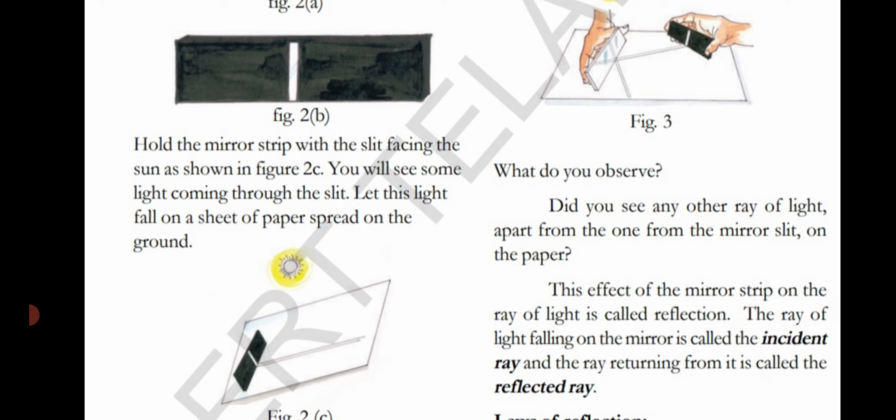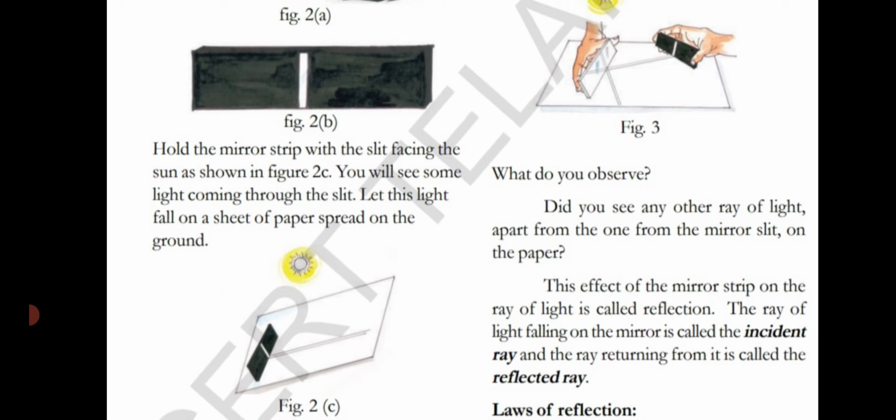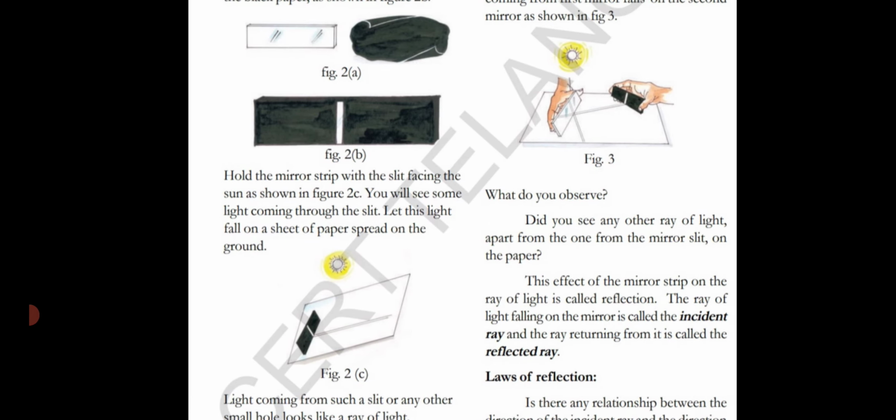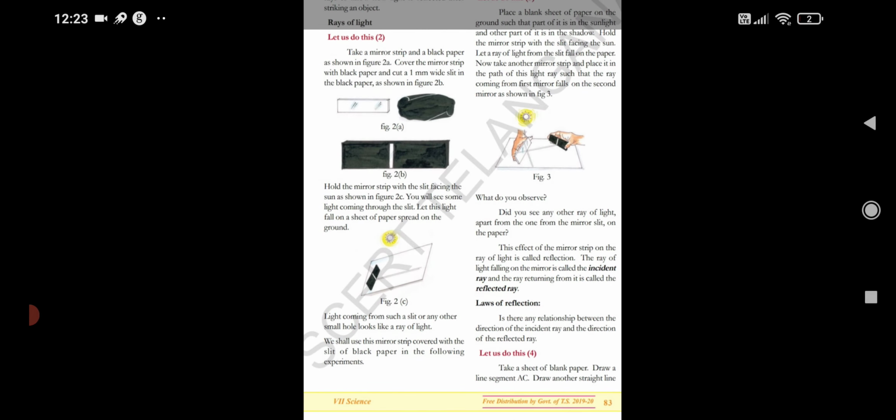So now children, this mirror reflecting, then the other mirror which is getting that ray of light from that first mirror, this also reflects. This effect of mirror strip on the ray of light is called reflection. The ray of light falling on the mirror is called incident ray, and the ray returning from it is called reflected ray. Okay, the one which was shown onto the mirror was the incident ray, and the one which is given out from the mirror was the reflected ray. Okay, this is about today's topic. In the next topic, we go with the laws of reflection.